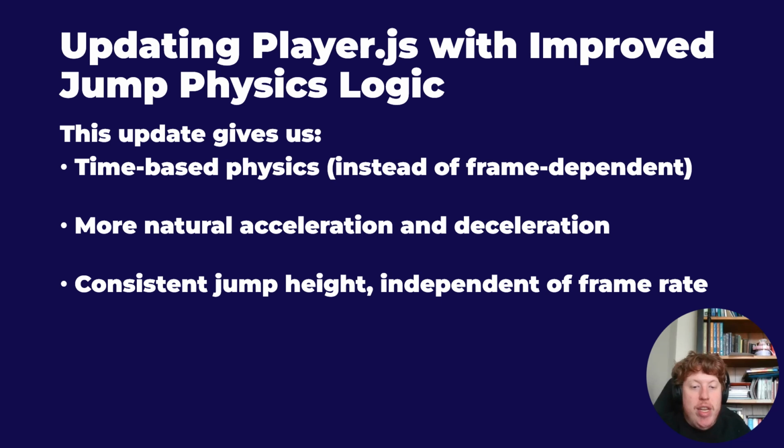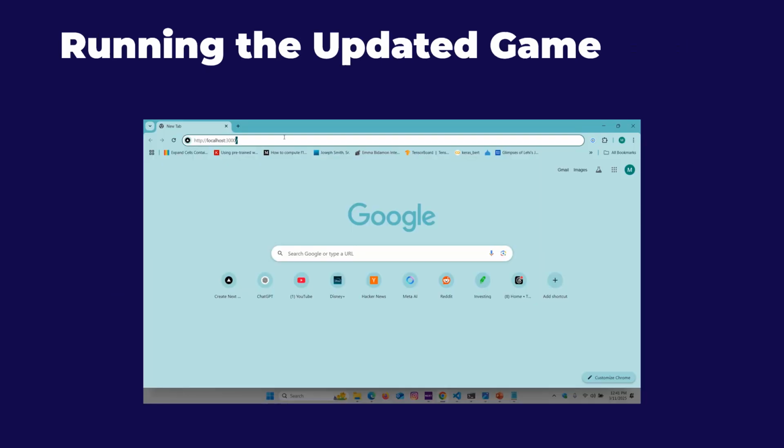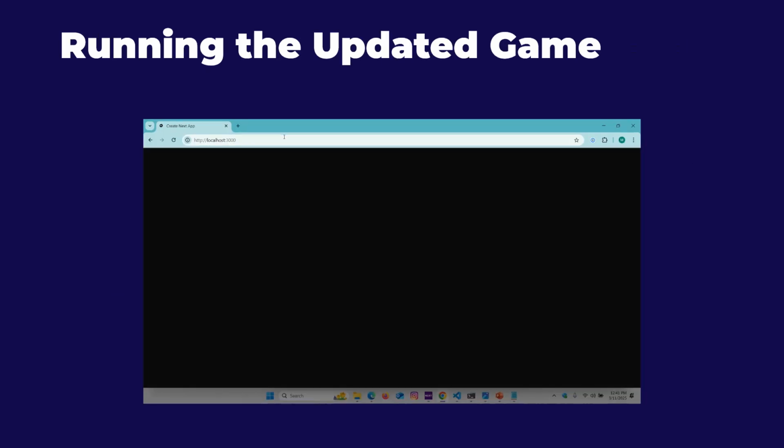So this update to the code gives us time-based physics instead of frame-dependent physics, more natural acceleration and deceleration, and consistent jump height independent of frame rate. Now I'm going to show you what the game should look like roughly in the browser.